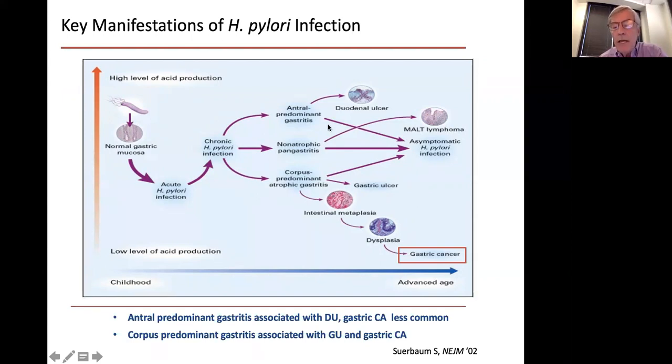The individuals with antral predominant gastritis, by and large, although this is not 100%, by and large, these individuals will not develop gastric cancer, but we are seeing more and more people with antral gastritis. Usually these are people whose corpus gastritis has moved into the antrum, so they have really a pangastritis that can go on to develop gastric cancer.